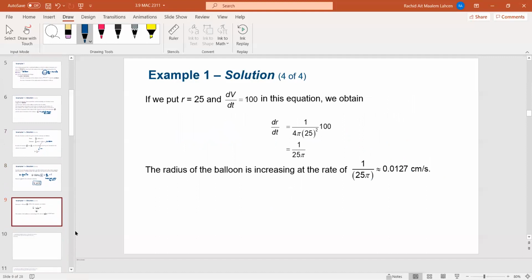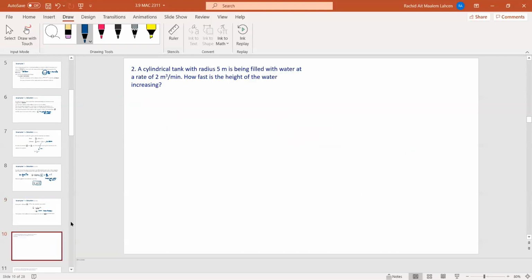We have r as 25, and we have 4 and pi. We keep it, and most of the time you're going to keep the exact form, which is this 1/25 pi. If you use the calculator, you're going to get an approximated value. So this is the main part of section 3.9. Now we'll talk about some examples.